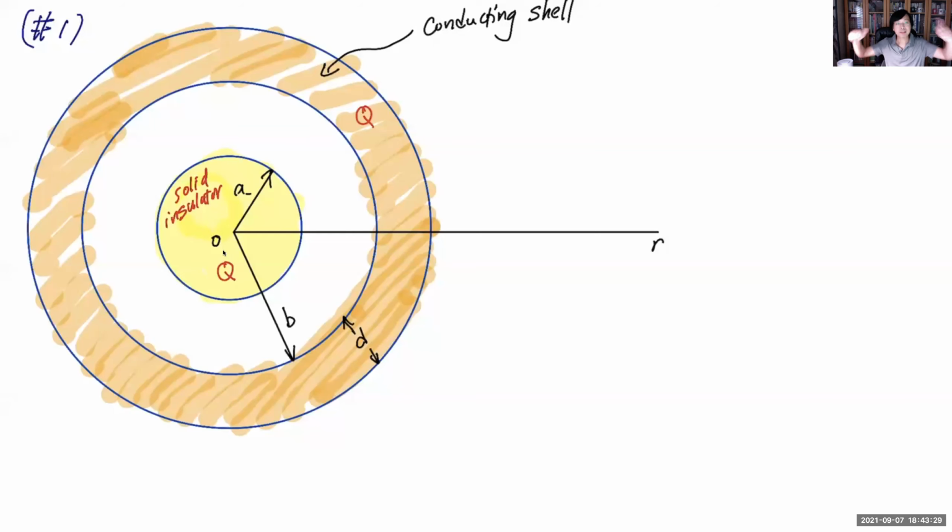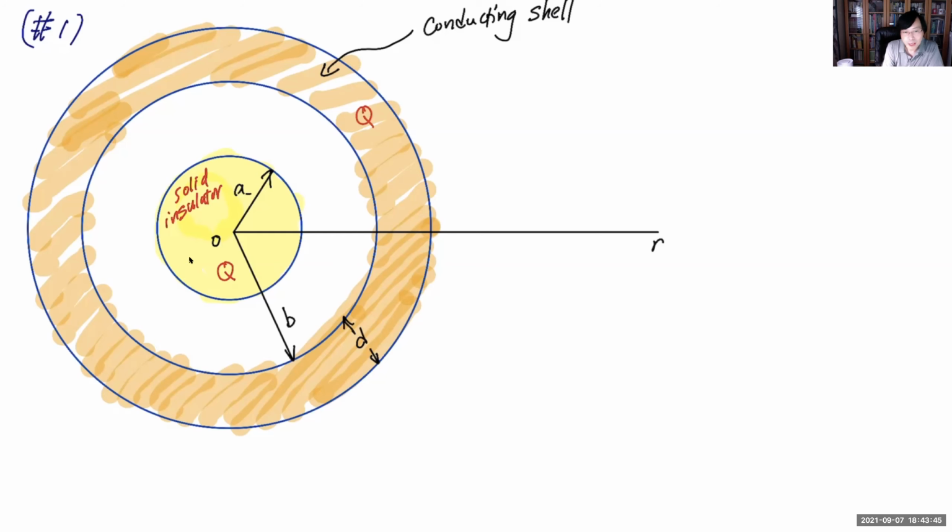Until they reach the outer surface, they got no place to go. They have to stop escaping. Okay, and that's where they end up. All right, with a solid, with an insulator, the charges cannot move. They're immobile. They're tight. Okay, so that's why you can have a uniform distribution.